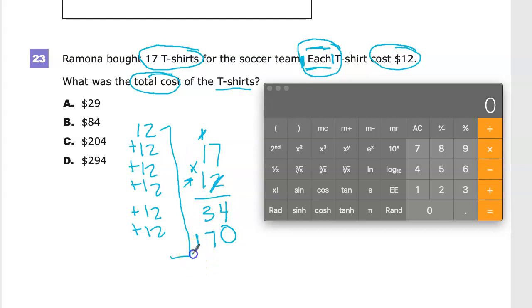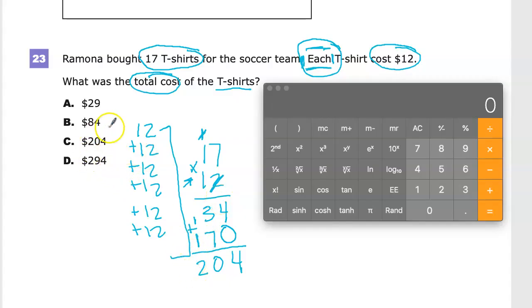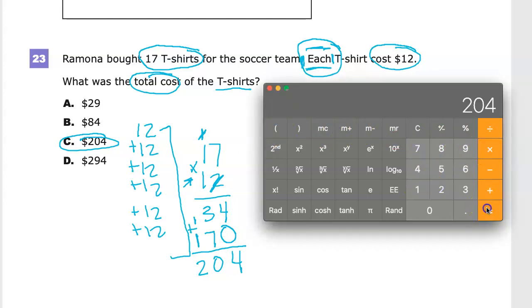is 100. And then we're going to do our addition, so 4 plus 0 is 4. 3 plus 7 is 10, and then 1 plus 1, 2. So our answer is $204. So we want to come over here and make sure that that is correct. So if we type in our calculator, 17 times 12 equals 204.